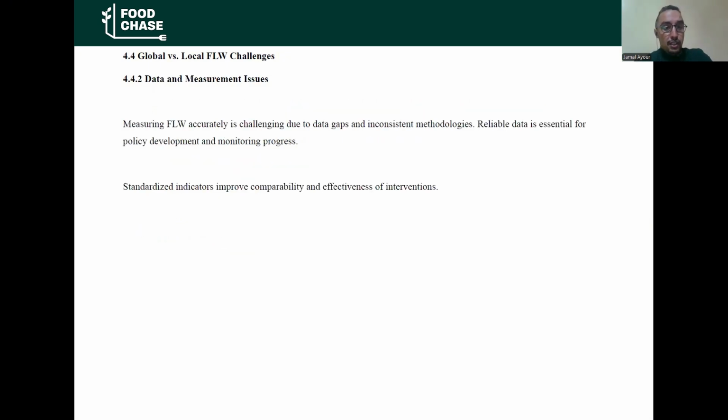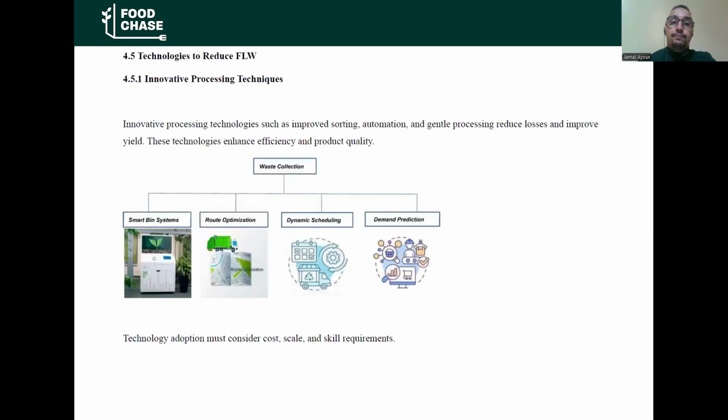About data and measurement issues, measuring food loss accurately is a challenge due to data gaps and inconsistency in methodology. Reliable data is essential for policy development and monitoring progress. So analysis, interpretation, and standardization of this data, and then giving solutions, is a key point for this area. We will talk about it in the practical section, to give some questions and case studies relative to food loss and waste.